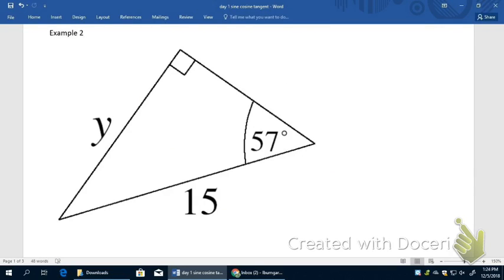Alright, here's example 2. I'm going to go ahead and write in what sine, cosine, and tangent are. And what I'm going to do really quick is referencing the 57 degrees, I'm going to write down what opposite, adjacent, and hypotenuse is. First of all, hypotenuse will always be the longest side across from the right angle. From the 57 degrees, this segment is the opposite leg, while this segment here is the adjacent leg.